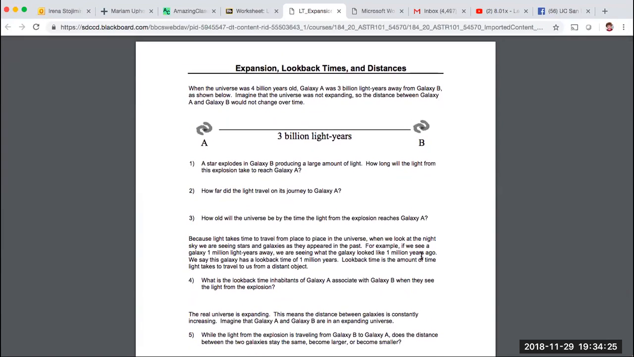So when the universe was 4 billion years old, Galaxy A was 3 billion light years away from Galaxy B, as shown below. Imagine that the universe is not expanding, so the distance between Galaxy A and Galaxy B would not change over time. A star explodes in Galaxy B, producing a large amount of light. How long will the light from the explosion take to reach Galaxy A? 3 billion light years. Okay, rethink your answer. 3 is good, but then what? 3 billion?